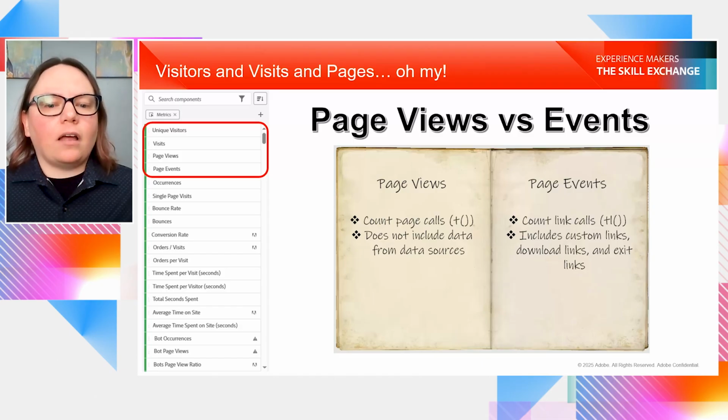Page events, on the other hand, are events that are seen on a page. So they include the custom links, download links, and exit links. So these two are mutually exclusive, but a typical visit will be made up of a combination of both of them.